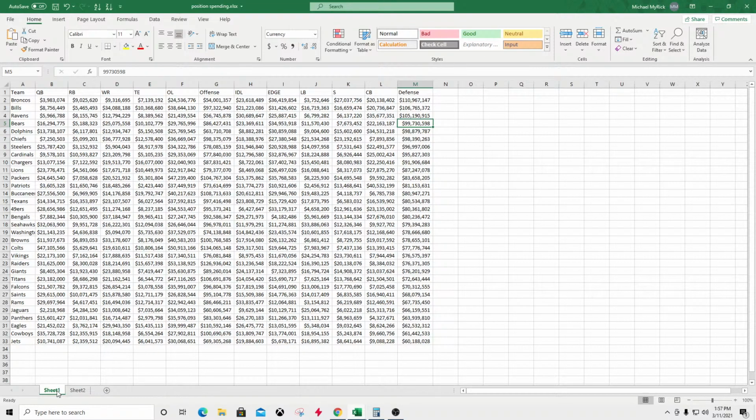I haven't done this yet. I don't think I've ever done this, but I always wanted to. Basically, this is last year's salary cap hit per position. I pulled it from a website, and you'll notice stuff here like the Bills have 8, the Broncos 3, and that's because they have rookie quarterback deals, right?